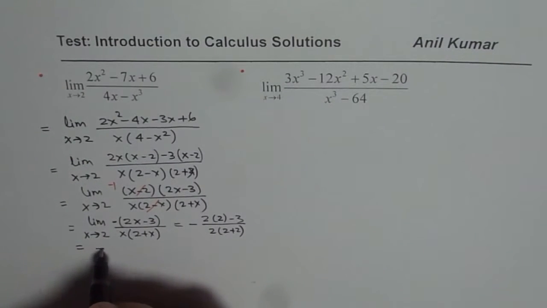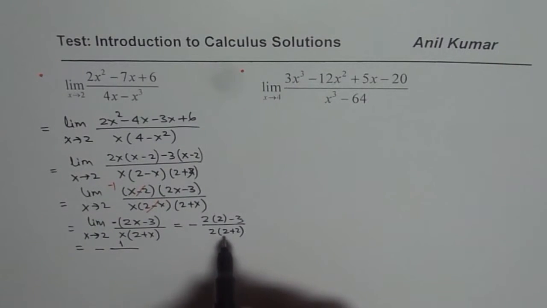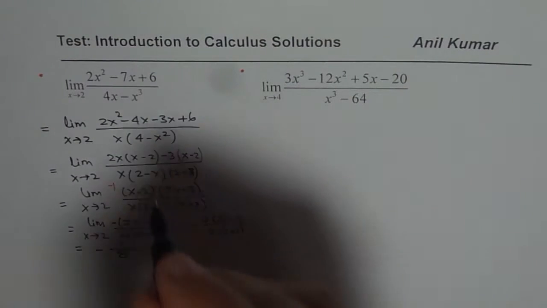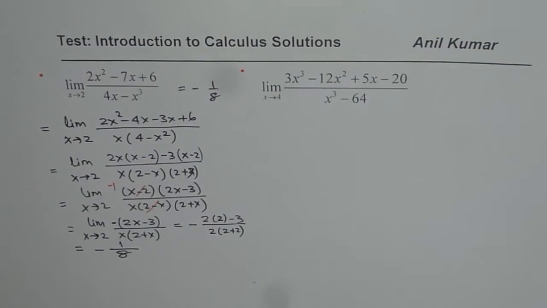So which is negative of 2 times 2 is 4, 4 minus 3 is 1. We get 1 in the numerator. 2 times 2 is 4, 4 times 2 is 8, 8 in the denominator, right? So the answer is minus 1 over 8. So that is what we get for the first one.